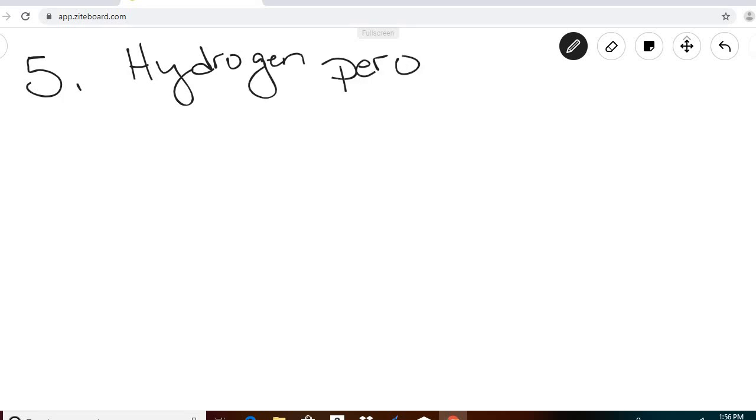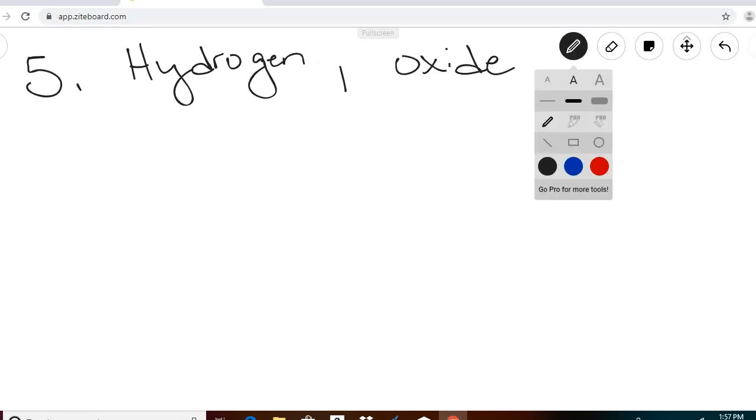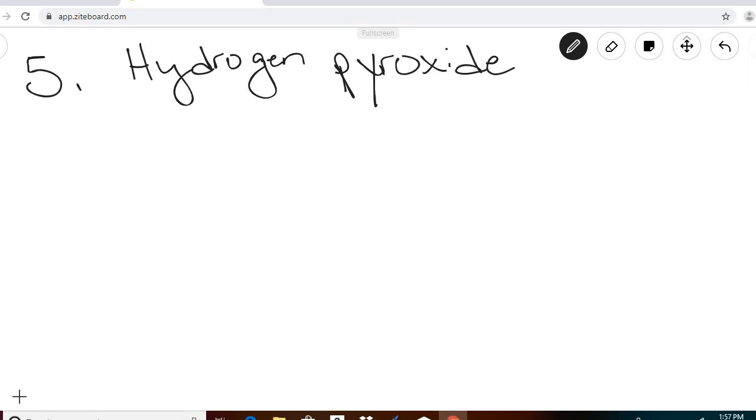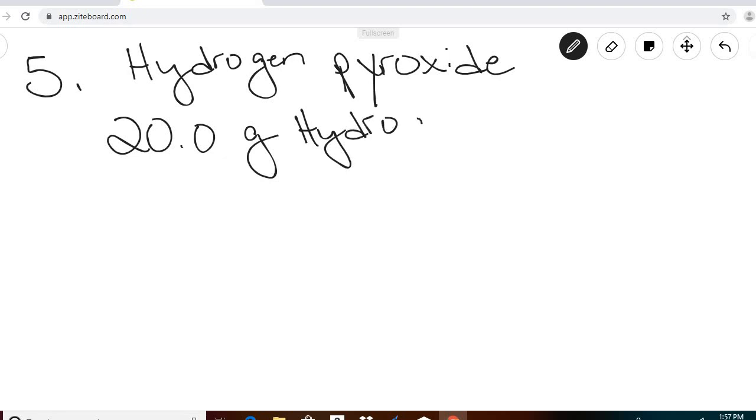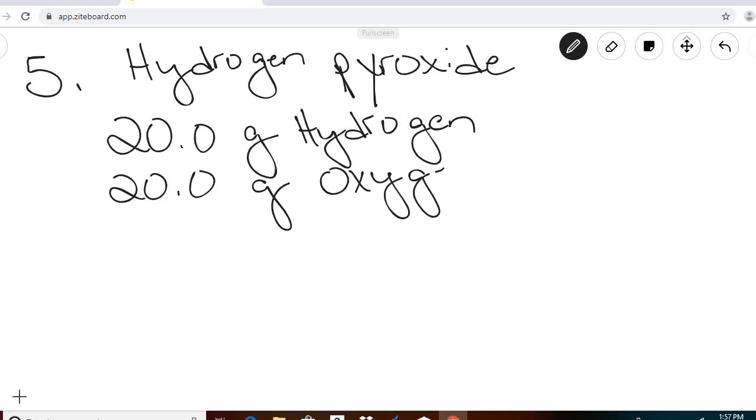Okay, number 5. In an experiment to make hydrogen peroxide, a chemist, so we're going to make hydrogen peroxide, and to do that, we are going to mix 20.0 grams of hydrogen and 20 grams of oxygen. Okay, so that's what gets mixed together.